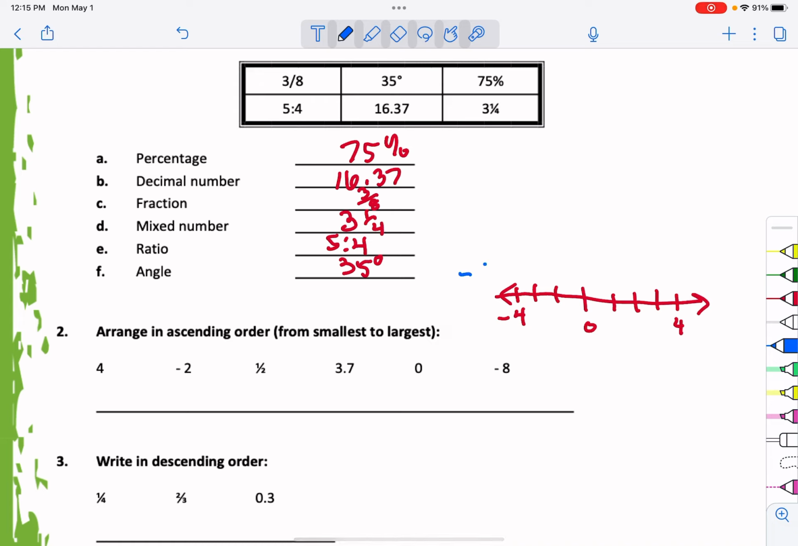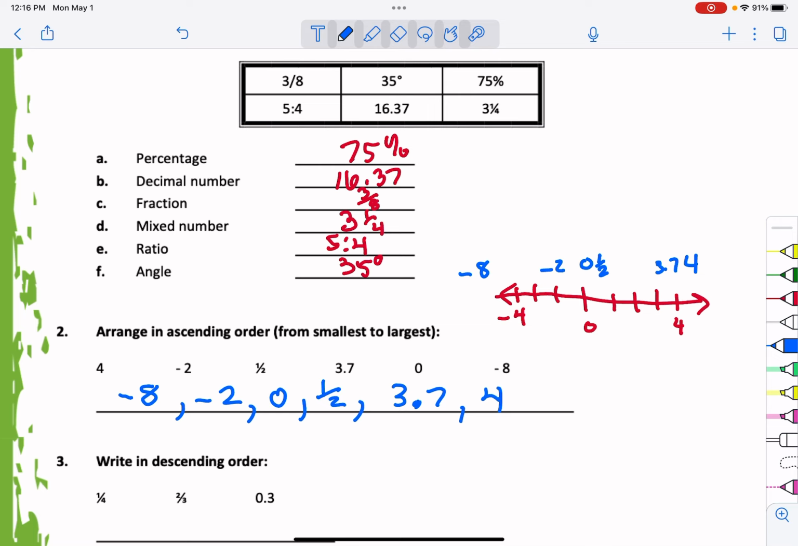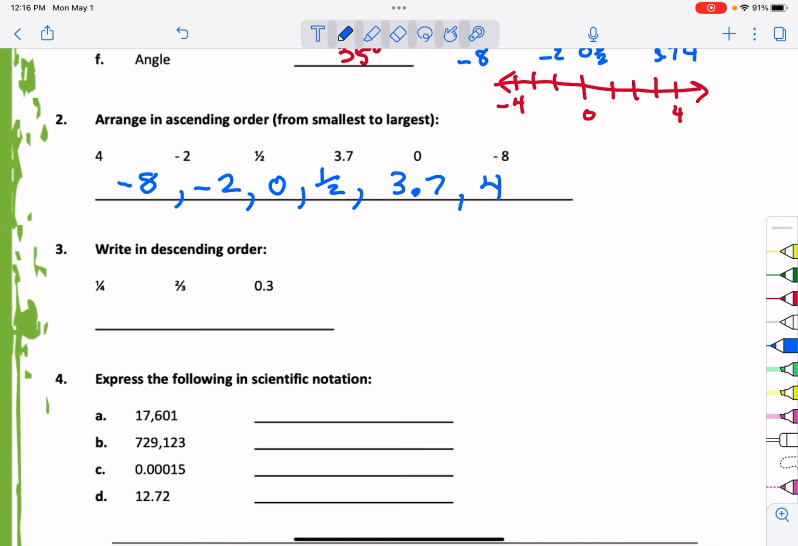The one to the furthest left would be -8, then -2, then 0, then 1/2 would be real close there, and then 3.7 right before 4. So if you think of them in number line order, our number line goes from smallest to largest, from left to right. So then we can just arrange them very quickly. So we get -8, -2, 0, 1/2, 3.7, and 4. Okay. Now, descending order would go the exact opposite way.